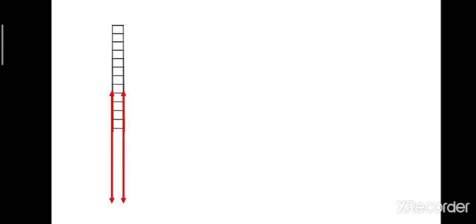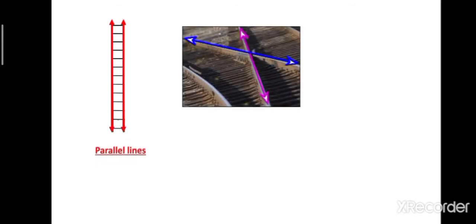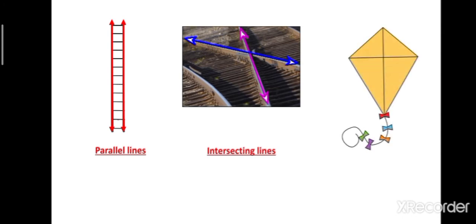Now we are going to take examples from real life on parallel lines, perpendicular lines, and intersecting lines. Here we have a ladder and we can see parallel lines. For the railroad, we can see intersecting lines. In this guide, you can notice here that we have perpendicular lines.